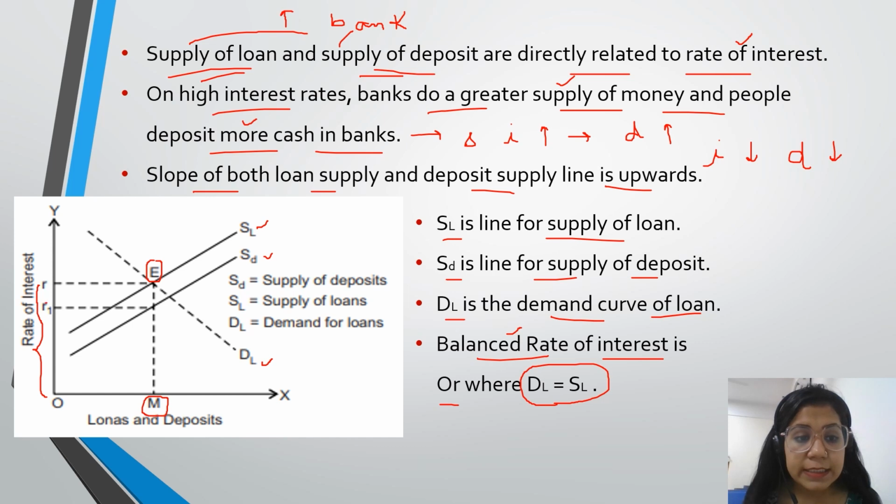Now what is this R1? You can see that it is along the curve SD, the supply of deposits. So this is the rate of interest which is given on deposits. The difference between OR and OR1 gives us the spread of interest rates, and this spread helps the banks to earn profits. So I hope this is clear.